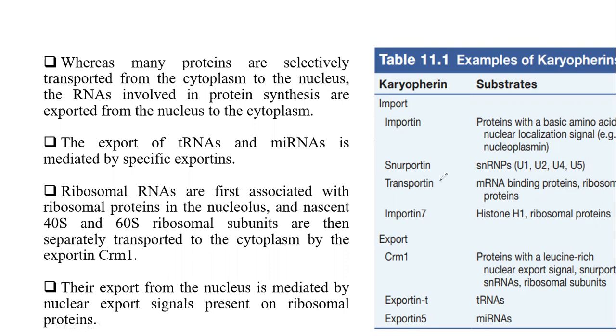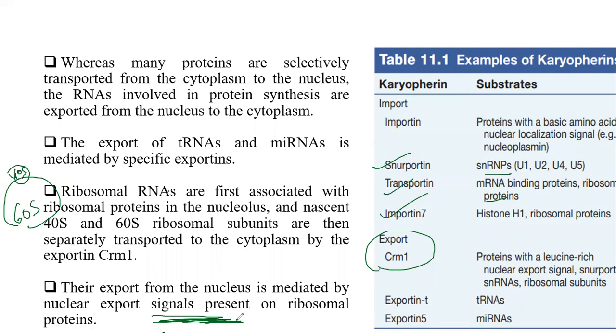Okay, so if you remember, Akshaya, we have gone through these proteins, different types of protein. So in the case of the RNAs, these are the proteins involved in the import and the export. In the case of the export, it is CRM1, where 40S and 60S ribosomes are transported to the cytoplasm. Their export from the nucleus is mediated by nuclear export signals present on the ribosomal proteins. इसका मतलब क्या? Again, it is dependent on the signals present on these molecules.